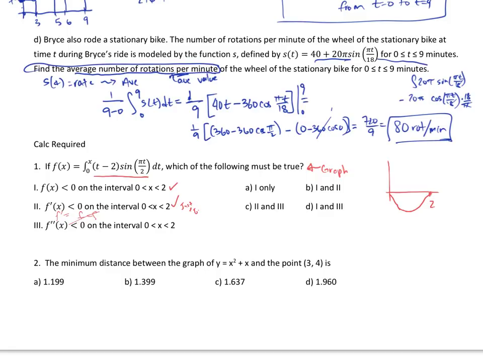And then is f double prime. Well, f double prime in this case is the slopes. And these slopes are negative here, but then they turn to be positive. So this is a no. So the only thing that works is 1 and 2.